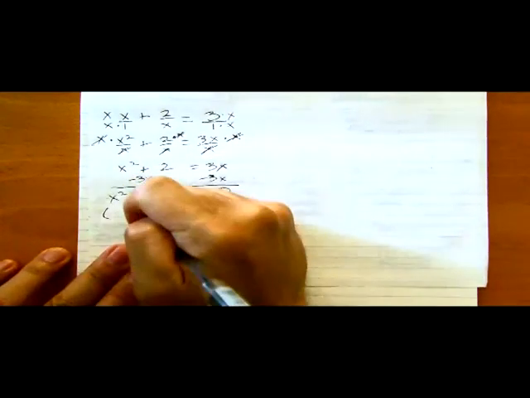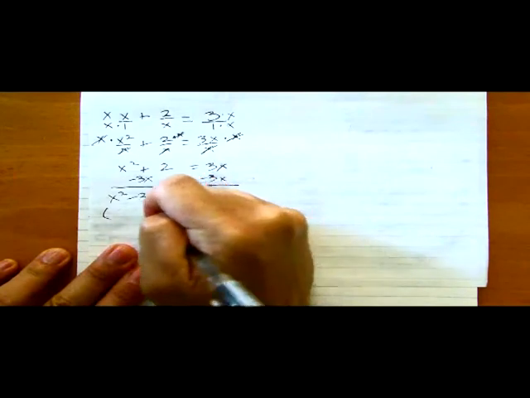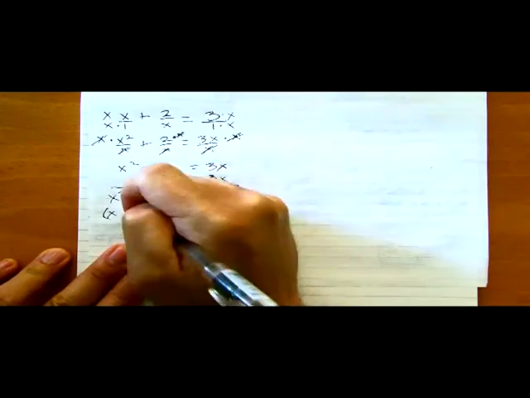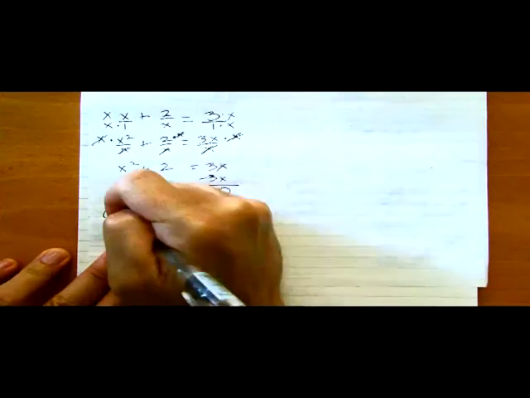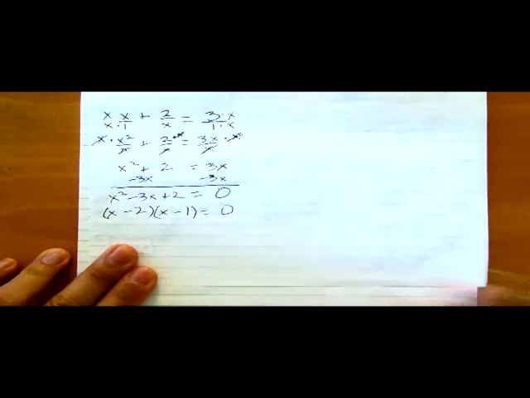Remember how to solve this? Yes, we need to factor. They have nothing in common. We'll go to two sets of parentheses. We need x squared: x and x. We need a positive 2 at the end. It's a negative 3x in the middle, so it's got to be minus 2 and minus 1.